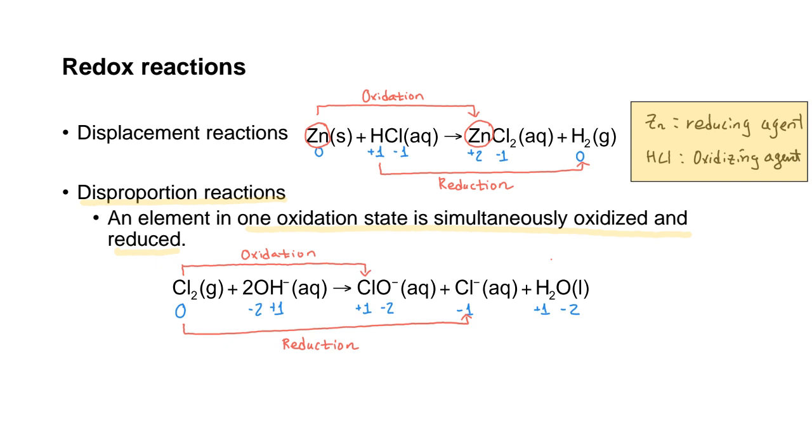So the oxidation number of zinc has increased from 0 to +2. So zinc underwent oxidation. On the other hand, for the hydrogen in HCl, the oxidation number has decreased from +1 to 0. So the hydrogen was reduced.